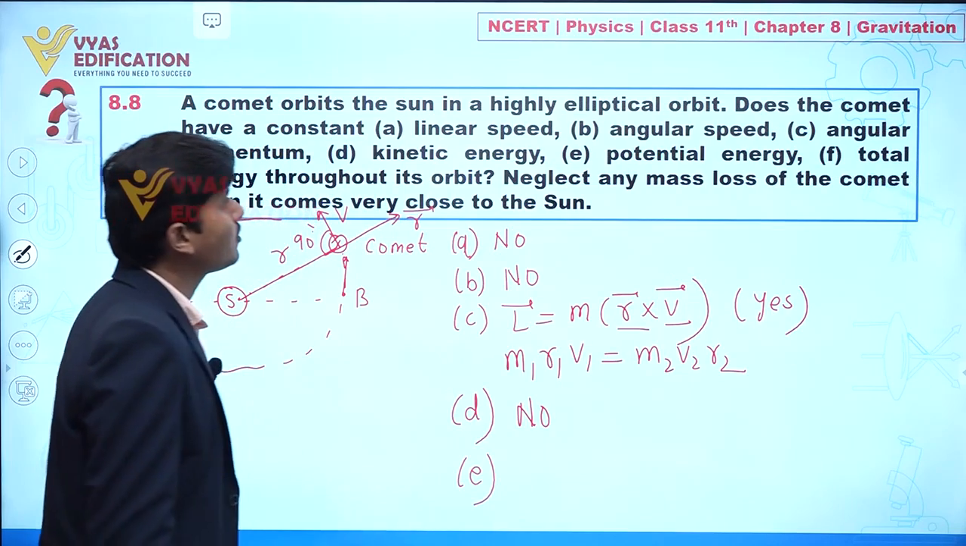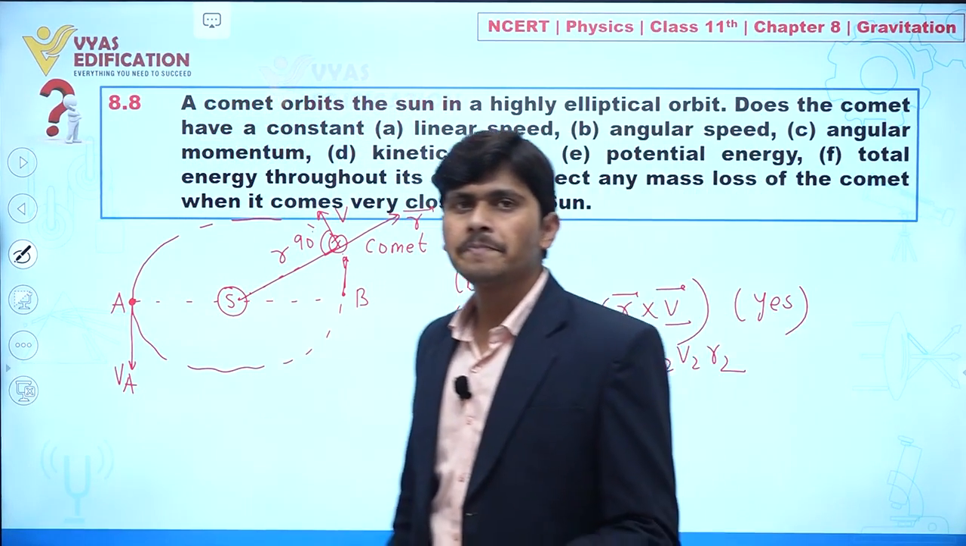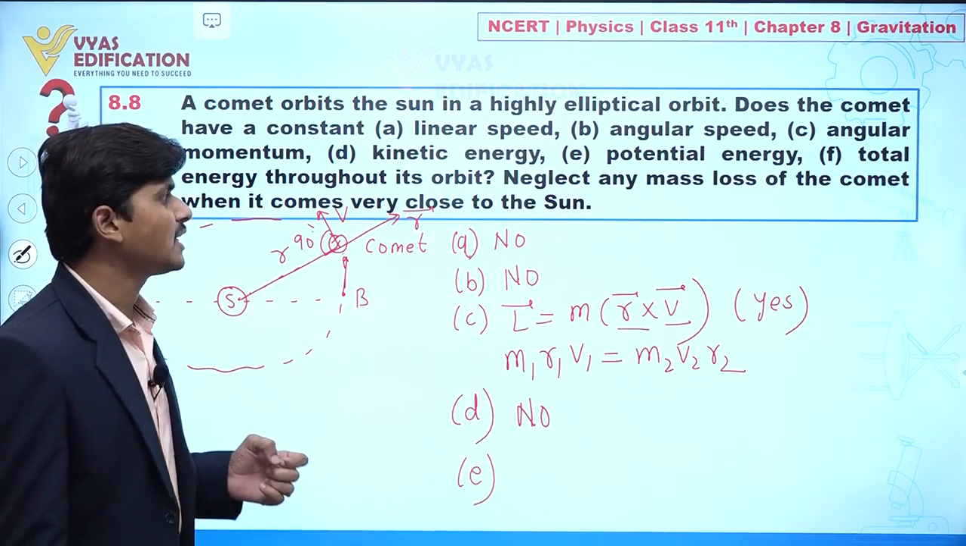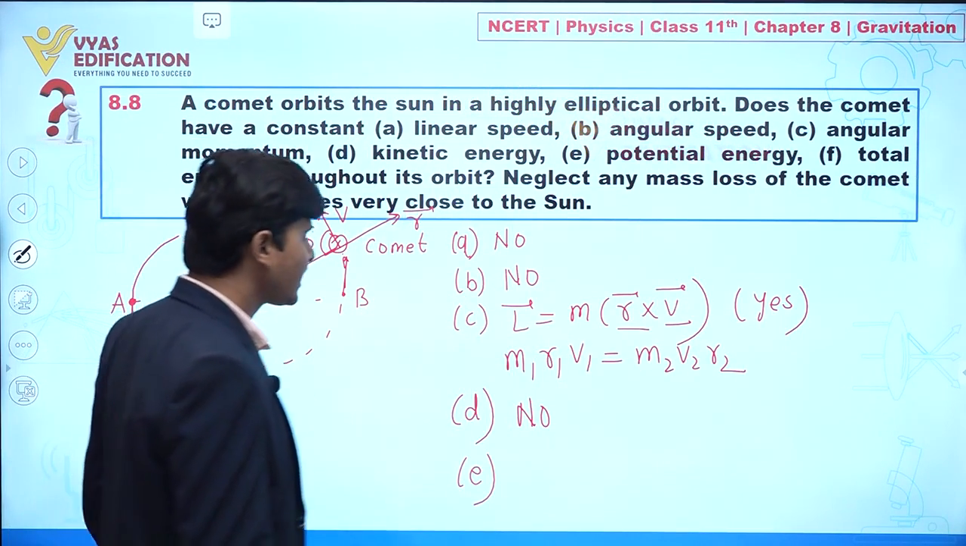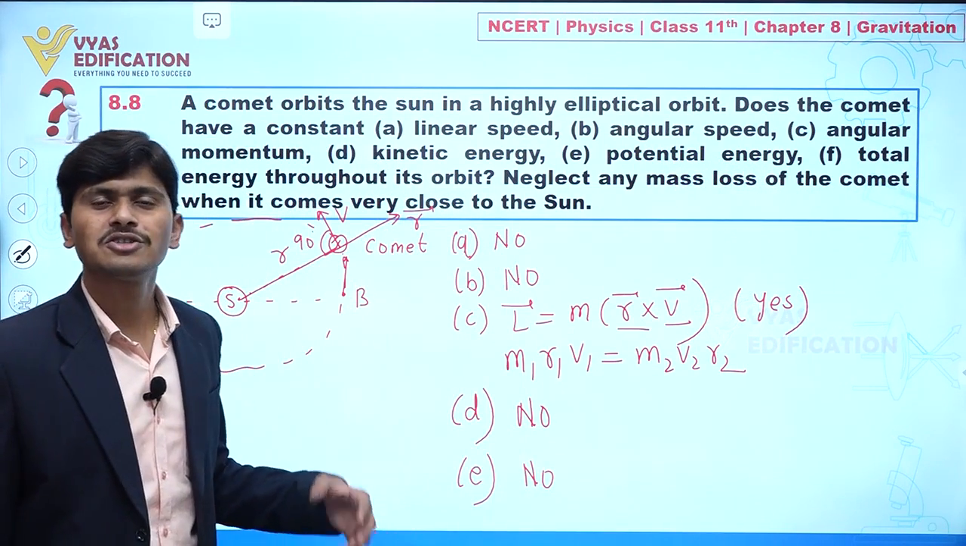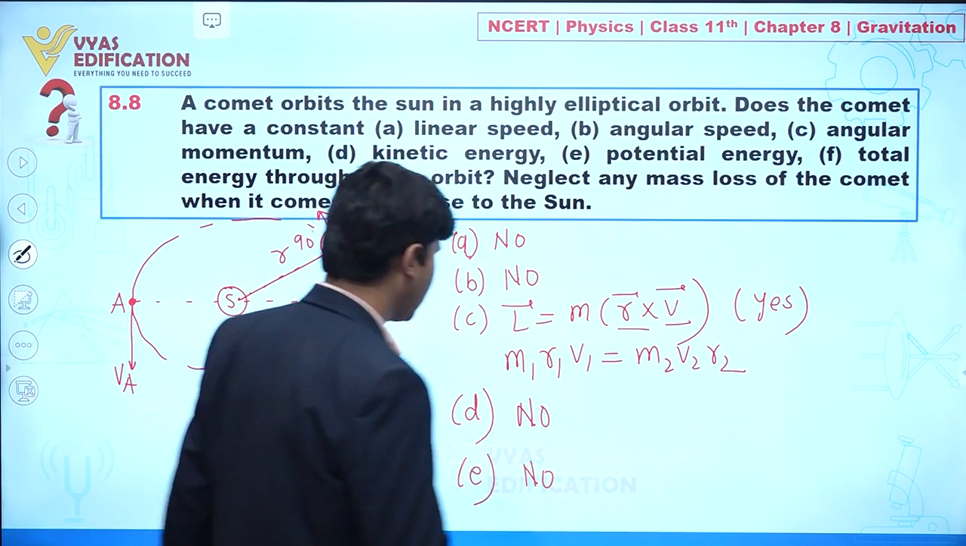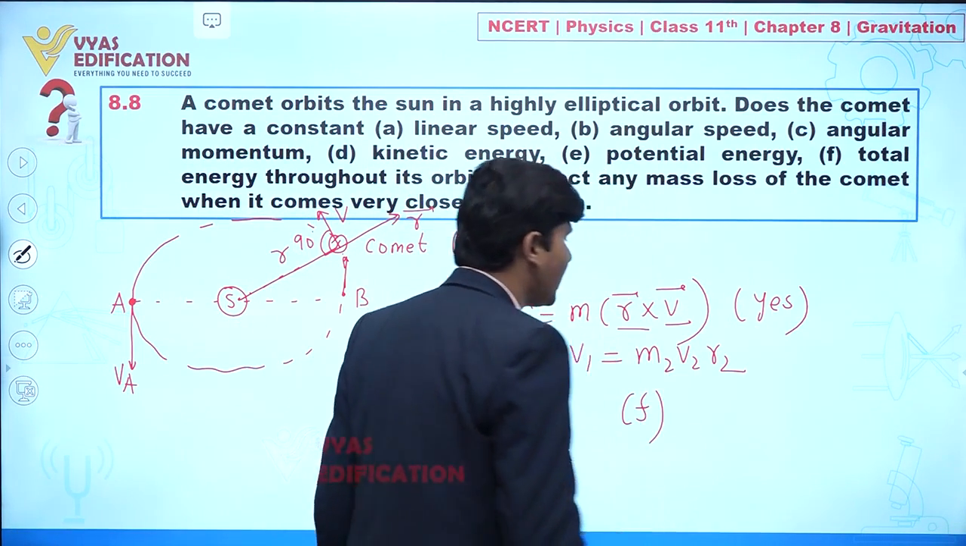Now if I am talking about part E, potential energy. With time the position of the comet with respect to the sun is changing, so definitely yes, potential energy is also changing. So potential energy also does not remain constant. Now what about total energy?